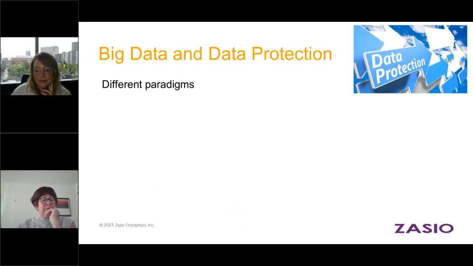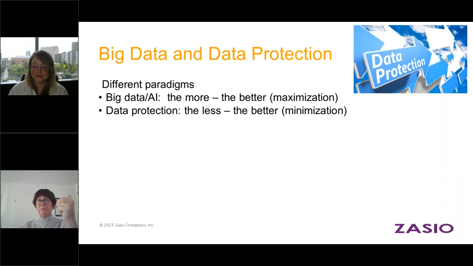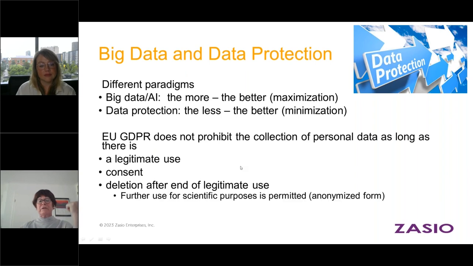So what I want to say quickly about big data and data protection: there are two different paradigms. Big data is the more the better, the maximization principle. I want to have as much volume. Data protection is the less the better, the minimization. Now they are not necessarily exclusive because, and I'm coming here from the EU, the GDPR, the General Data Protection Regulation, does not prohibit the collection of personal data as long as there is legitimate use, consent, and the deletion after end of legitimate use, respectively the anonymization, which also counts as a deletion.